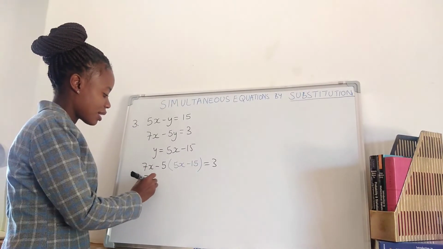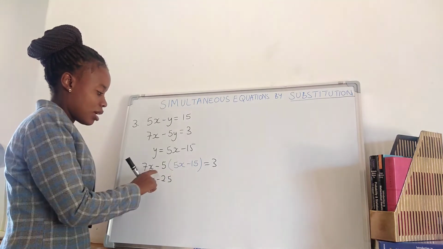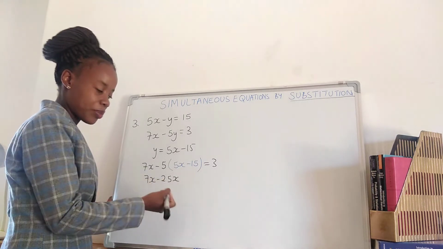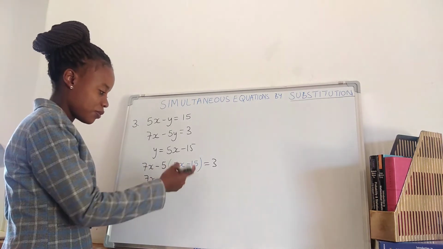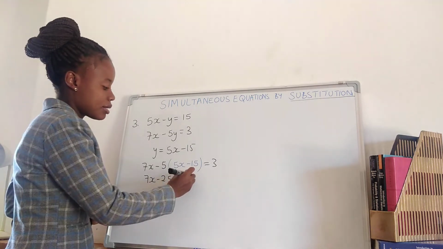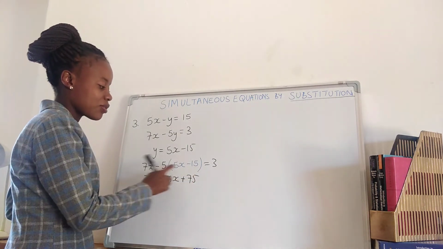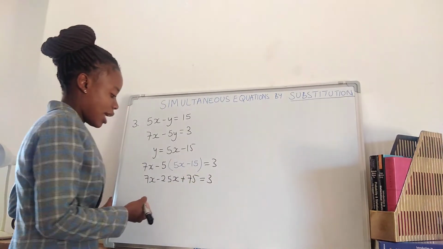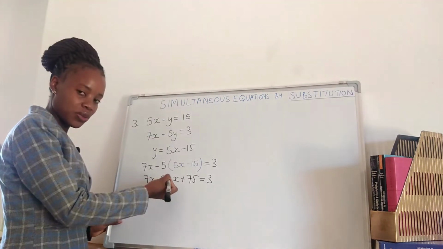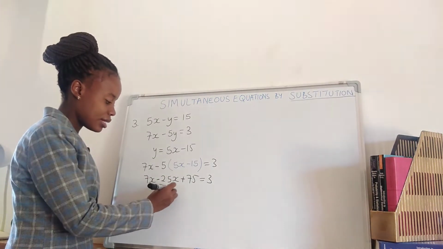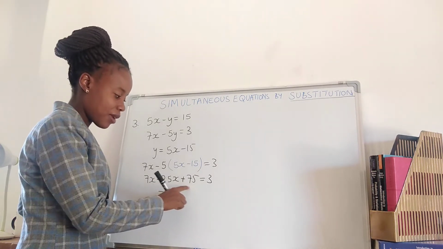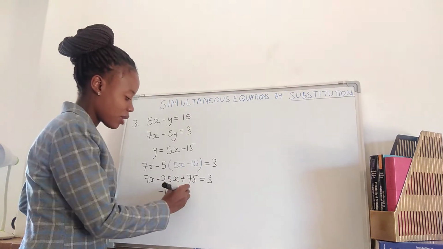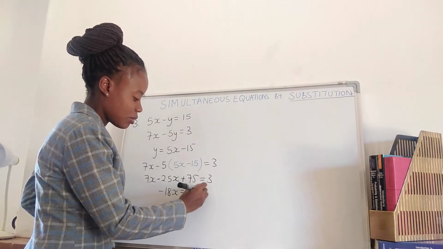We remove brackets, we're going to have 7x minus 25x, because negative 5 times 5x is negative 25x. Negative 5 times negative 15 is going to be positive 75. Remember, when you multiply a negative number by a negative number, it's supposed to give you a positive number. Equals 3. We collect like terms, so we have 7x minus 25x, which is negative 18x, and we're going to take 75 to the other side, so we're going to have 3 minus 75. 3 minus 75, we're going to get negative 72.